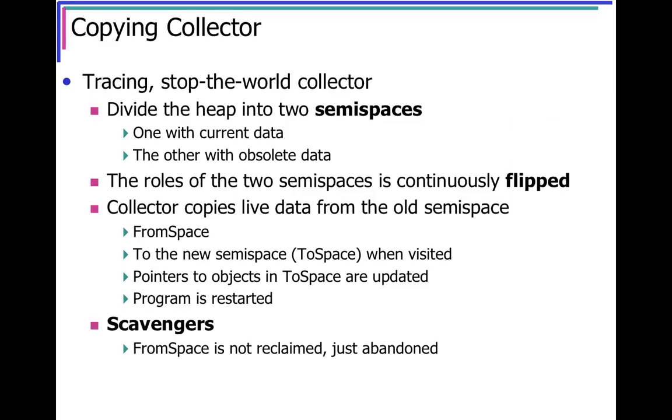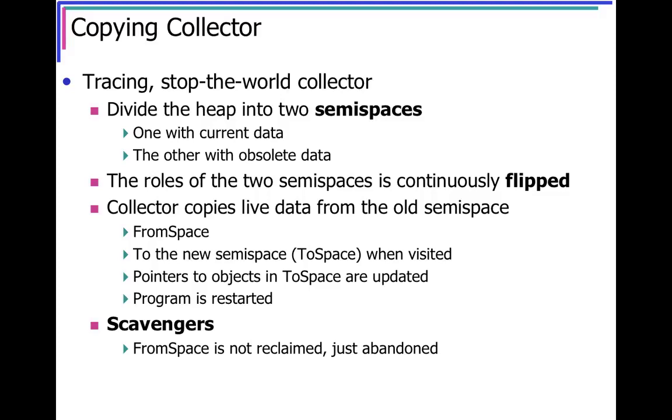The copy collector is a tracing collector. In its most primitive form, it is a stop the world collector. That is, it stops all mutators in order to perform copy collection. In this collector, we divide the heap into two halves called semispaces. One holds the data we're currently working on. The other holds data that is obsolete, that is, data we have scavenged. The roles of these two semispaces are flipped continuously.